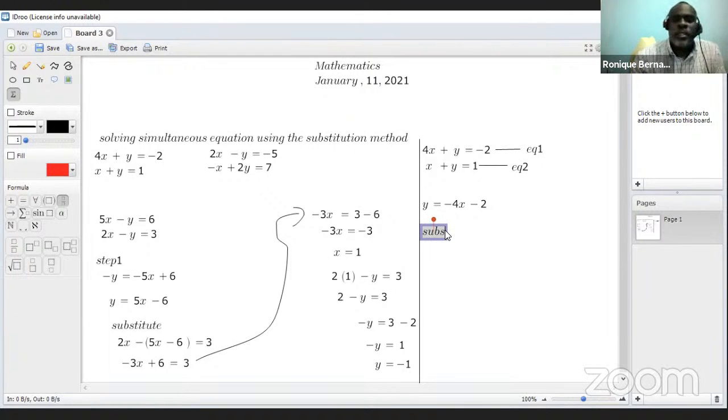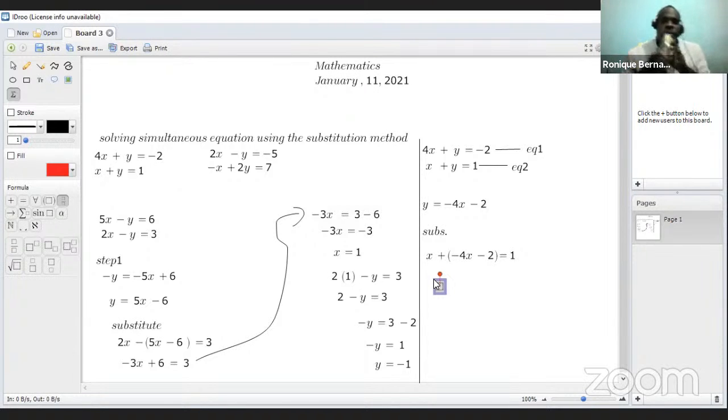Let me shorten it by putting subs. So we're going to substitute y in equation 2. That means where y is, we're going to put the value of y. So y is minus 4x minus 2. Let's bracket that. Minus 4x minus 2. Good? Equal to 1.